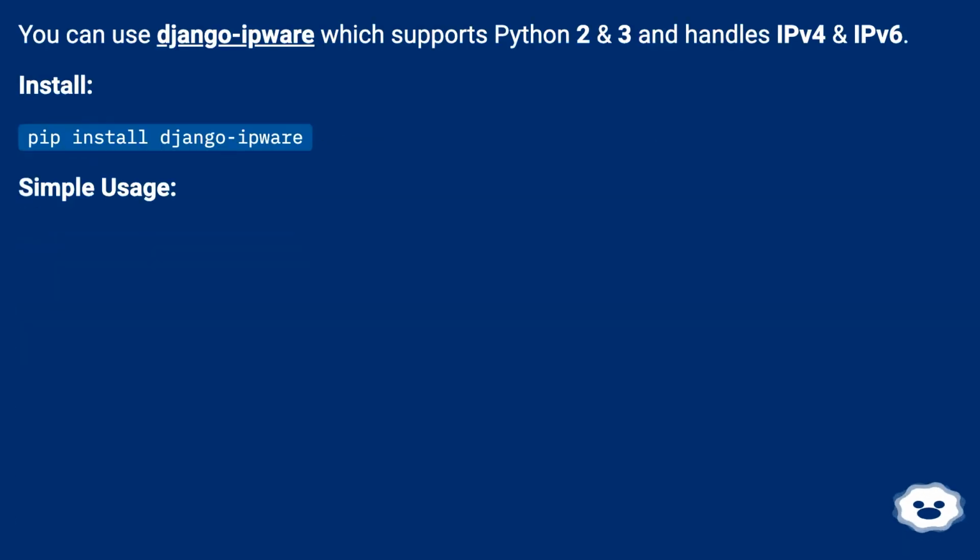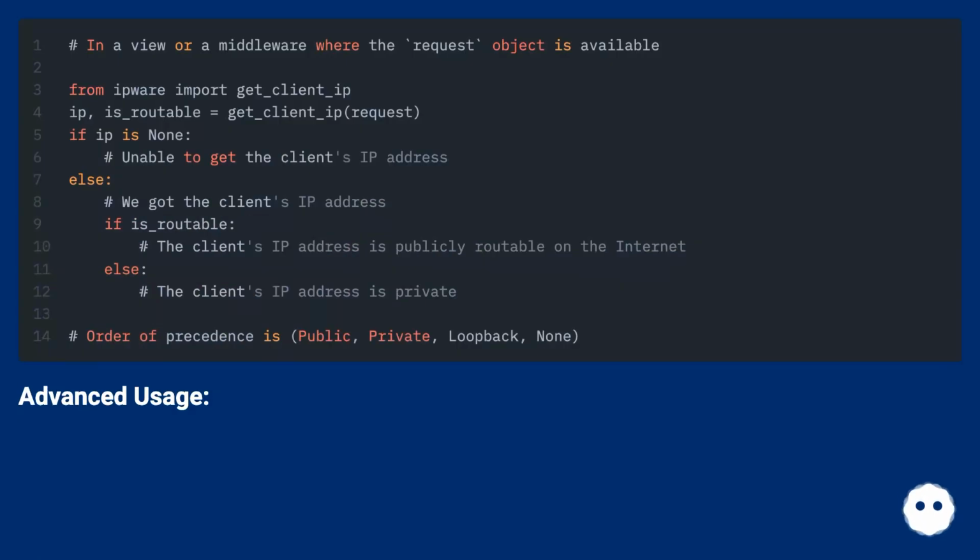You can use django-ipware, which supports Python 2 and 3 and handles IPv4 and IPv6. Install: pip install django-ipware. Simple usage. Advanced usage.